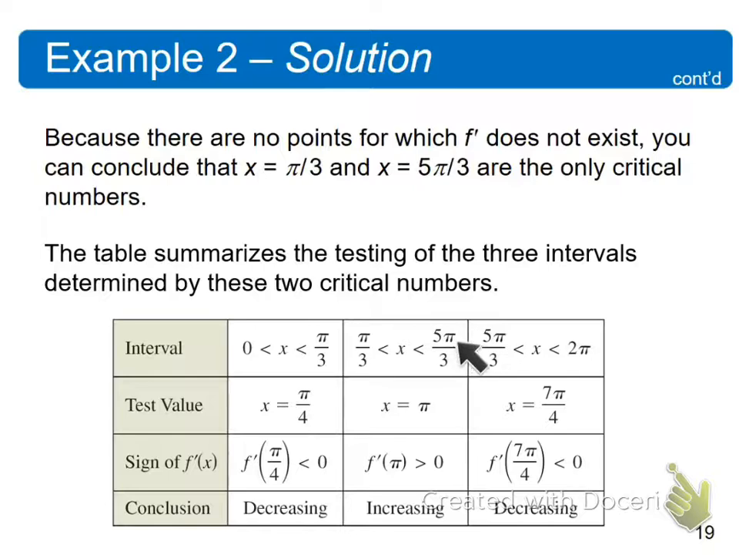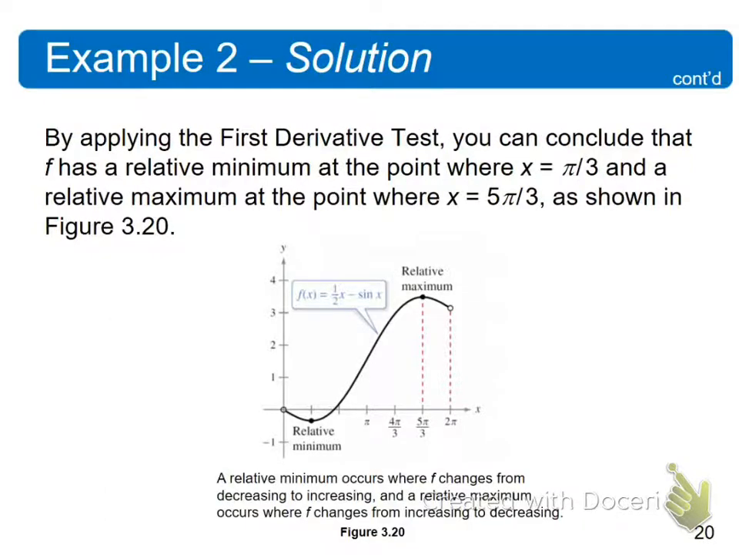Now, if I wanted the output, like where's the relative max at? 5 pi over 3, comma, where do I plug that 5 pi over 3 in? Into the original function. So look at my graph here. Here's my relative minimum. Here's my relative maximum. Does that make sense, guys? Okay.